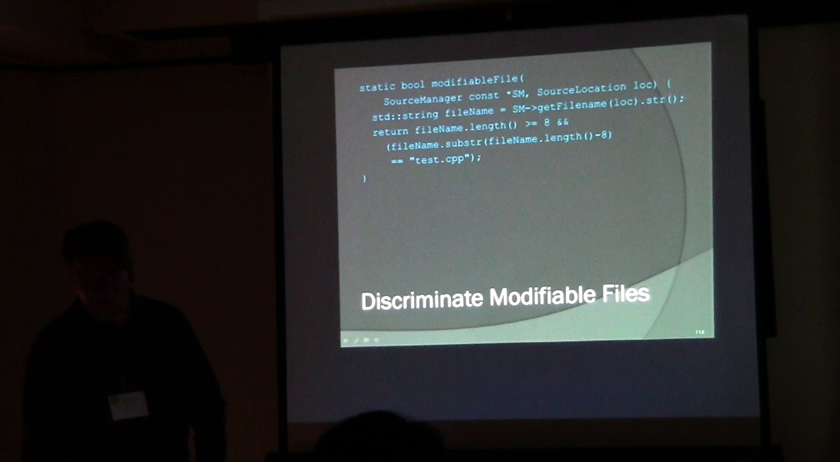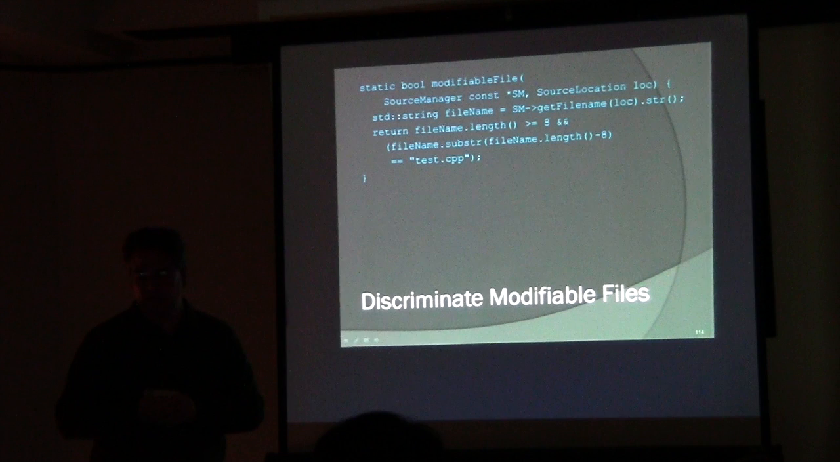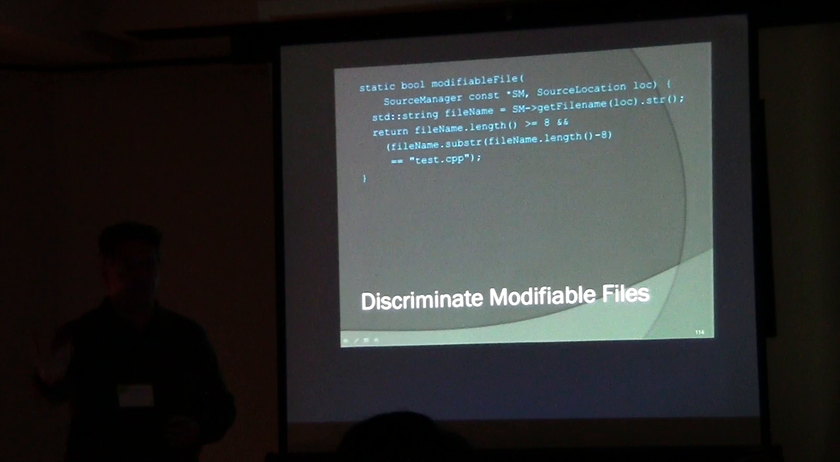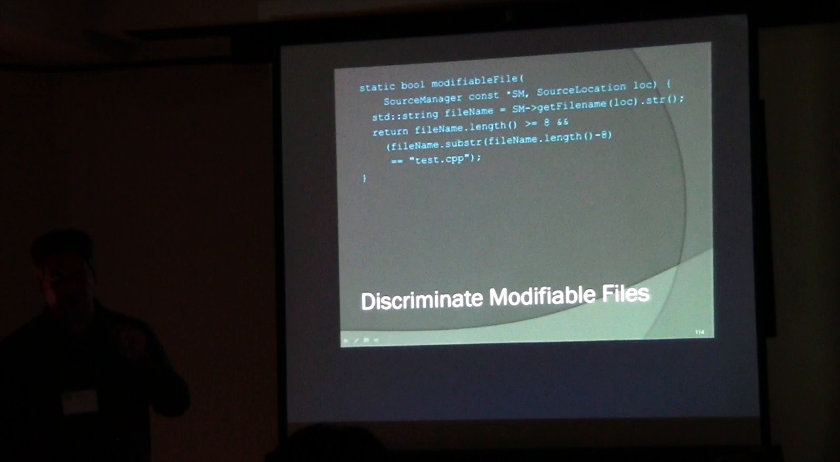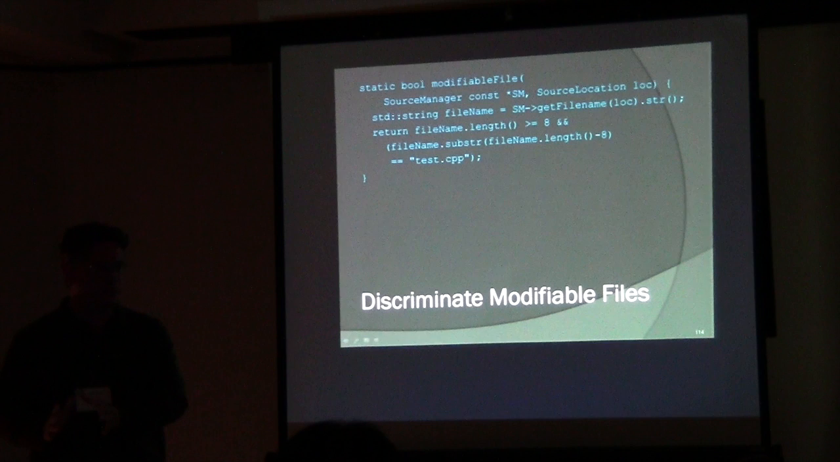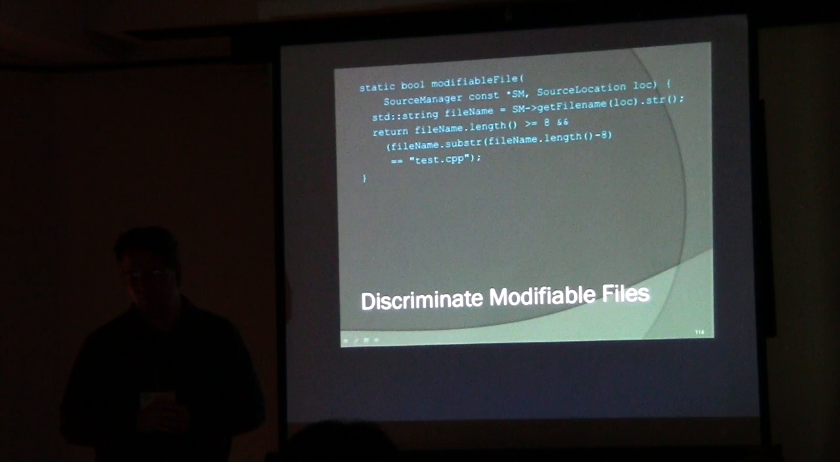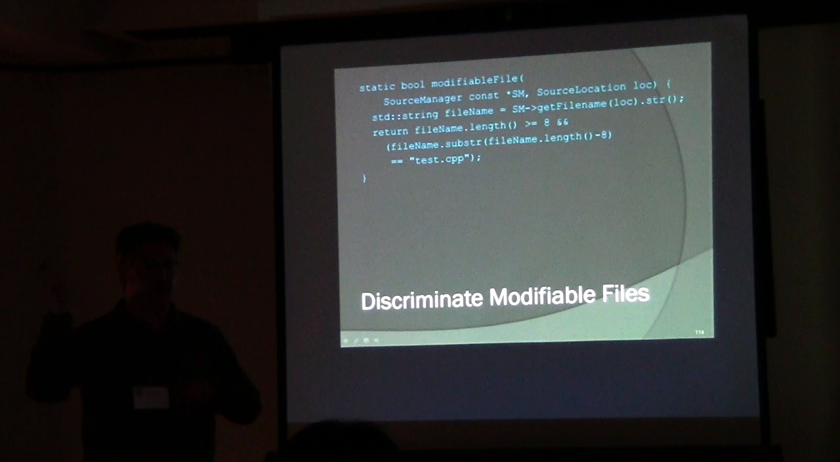So the source manager knows the source file of everything that we're editing. I just made myself a little Boolean predicate that said, go get me the source file associated with some source location. And if that thing was test CPP, then okay, we're good to go. Again, simplistic logic, because we're doing the simplest thing to get us going. But it's not hard to figure out how to handle arbitrary directories and search paths, blah, blah, blah. That's all just details.